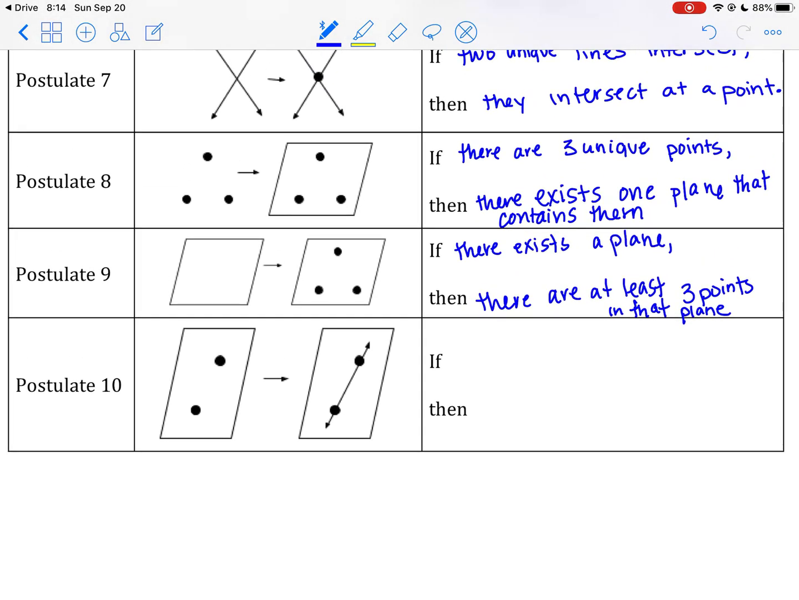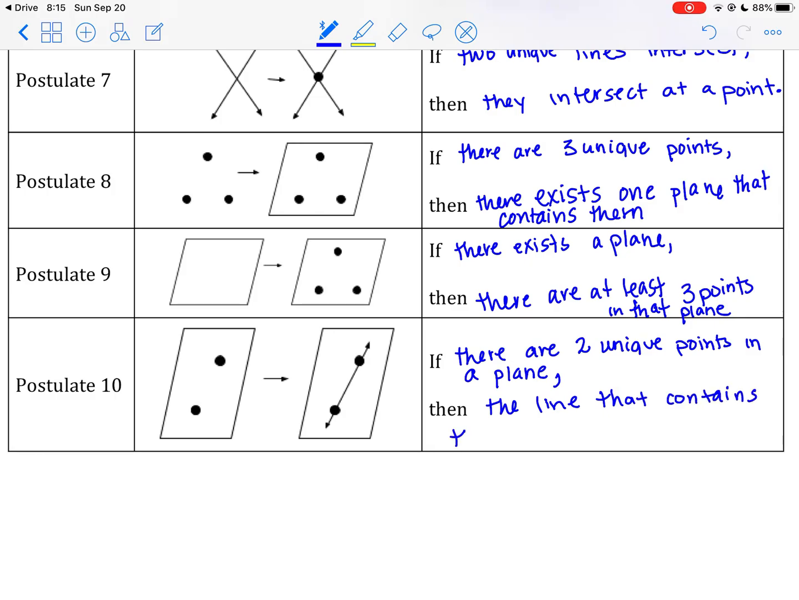Another postulate says that if there are 2 unique points in a plane, another way we could have said that is if there are 2 coplanar points, then the line that contains them is also in the plane.